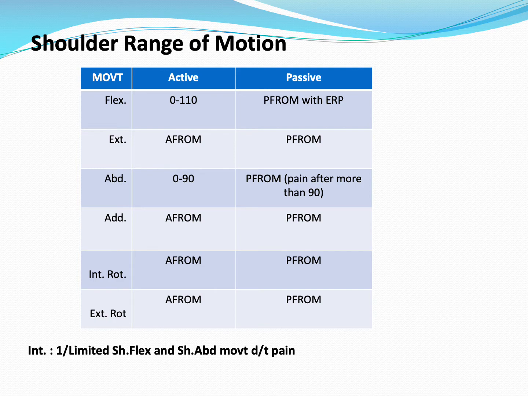This is shoulder range of motion. This patient has limited active range of motion for flexion and abduction. However, when I did the passive range for this patient, I found this patient can achieve full range of motion for shoulder flexion, but with end range pain. In shoulder abduction, this patient can also achieve full range of motion, but has pain after more than 90 degrees of abduction. So my interpretation is that this patient has limited shoulder flexion and shoulder abduction movement due to pain.